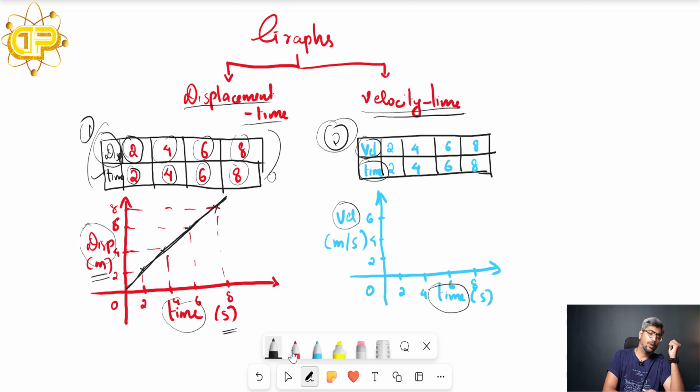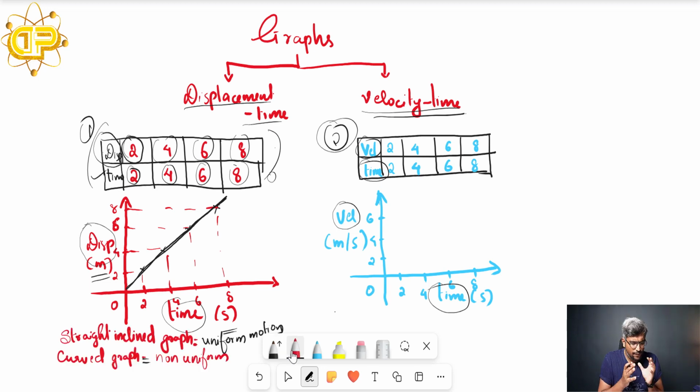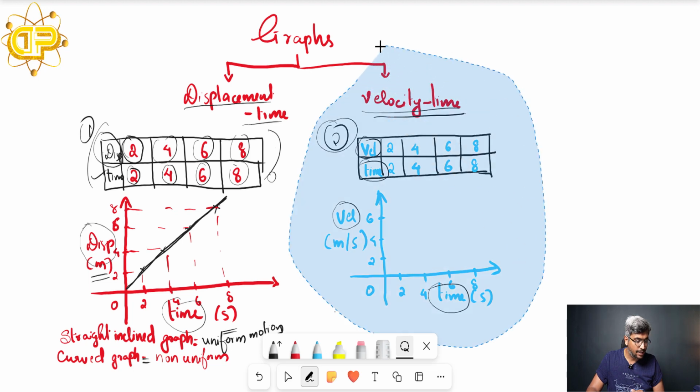Okay, now you got a straight line. A straight line indicates what? The object is having a uniform motion. The curved line indicates what? The object is having a non-uniform motion. We will see some more indications, the actual meaning or information that we are getting out of these graphs. Okay, so I'm just rubbing out the velocity time graph. We will come to the velocity time graph right after completing this particular displacement time graph.